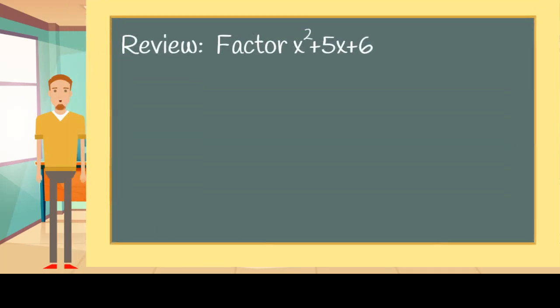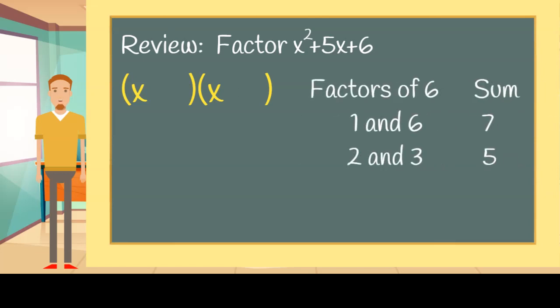We know that the first terms of the binomial factors is x, which is the square root of x squared. The second terms are the factors of 6 that gives a sum of 5. In this example, the factors of 6 whose sum is 5, are 2 and 3. Therefore, its factored form is, x plus 2 times x plus 3.